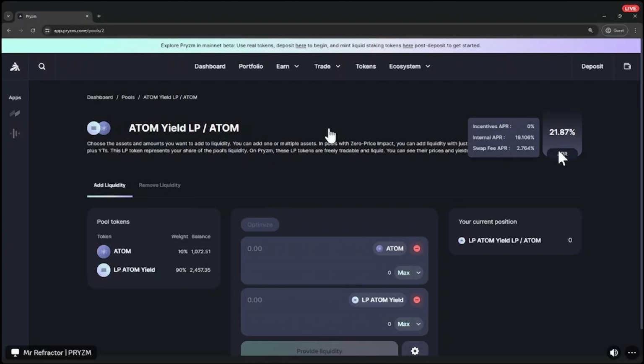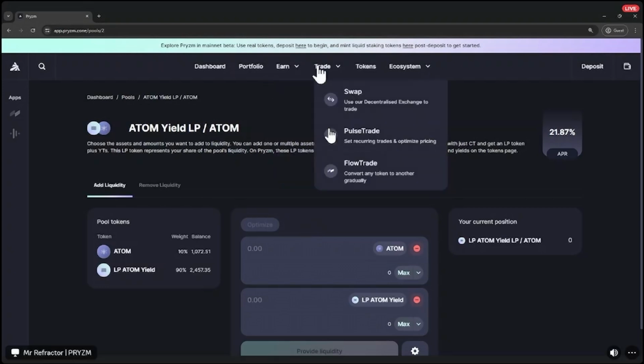So here you can see you get internal APR, which is the yield on LP-ATOM yield. That's earning you 19%. And then the swap fee APR, so all the fees that people are paying anytime they swap between ATOM and any of the assets in the liquidity pool, are earning you 2.7%. So that's where you get your 21.87% from. And we're adding another zero price impact button here today, so you can instantly provide liquidity to this pool with just one asset, so just ATOM.